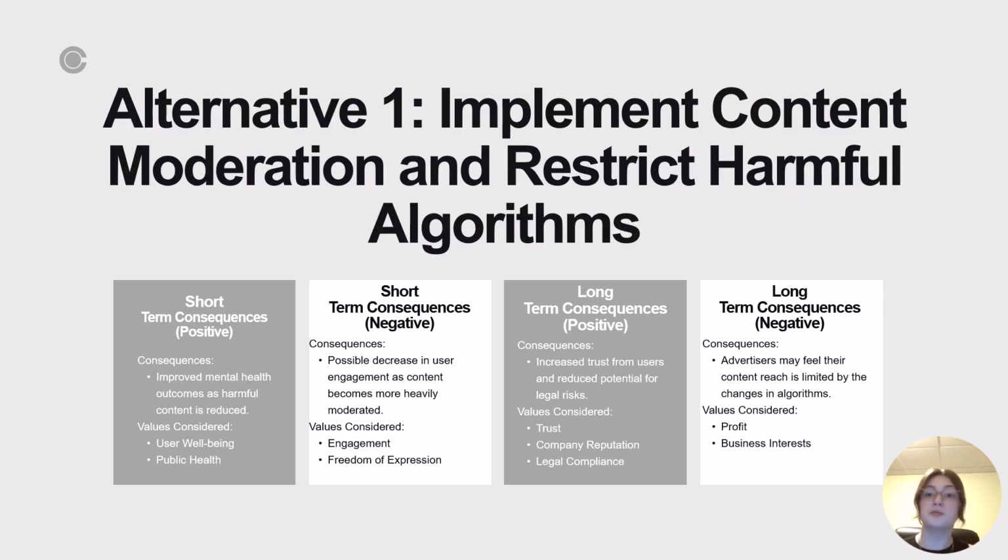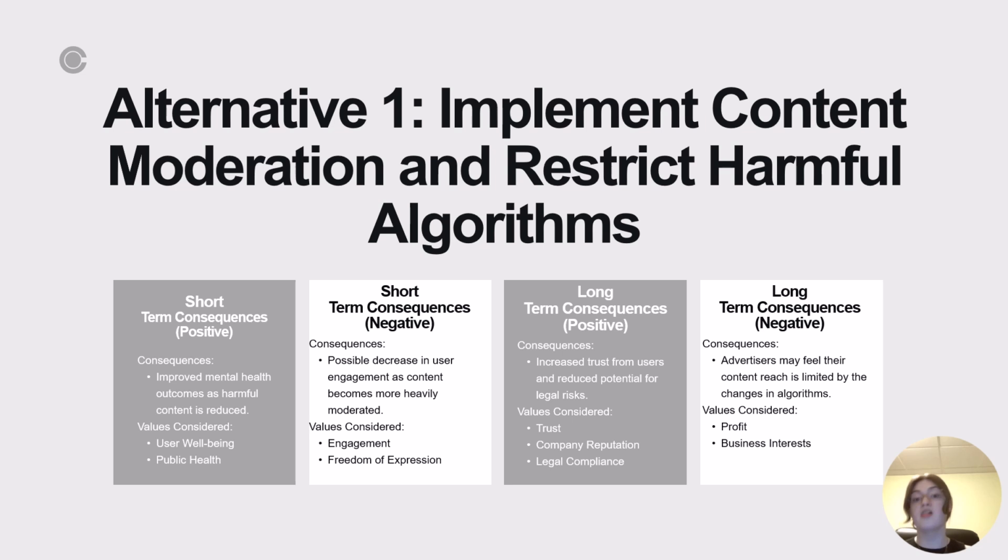Alternative one is to implement content moderation and restrict harmful algorithms. So the short-term positive consequence of this is improved mental health outcomes as harmful content is reduced. However, a negative short-term consequence is a possible decrease in user engagement as content becomes more heavily moderated.